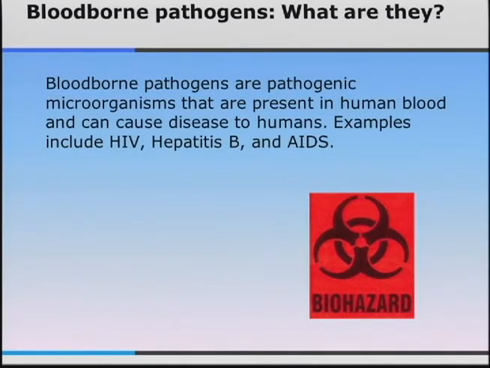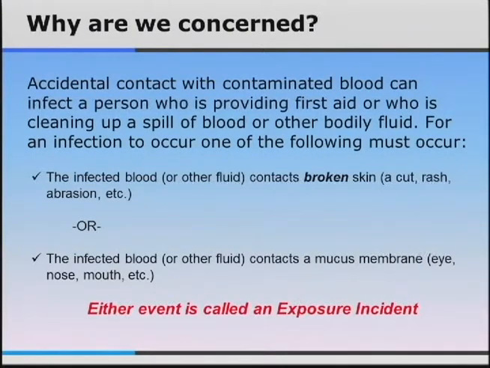What are blood-borne pathogens? Blood-borne pathogens are pathogenic microorganisms that are present in human blood and can cause disease to humans. Examples include HIV, hepatitis B, and AIDS. Why are we concerned about blood-borne pathogens? Accidental contact with contaminated blood can infect a person who is providing first aid or who is cleaning up a spill of blood or other bodily fluid.